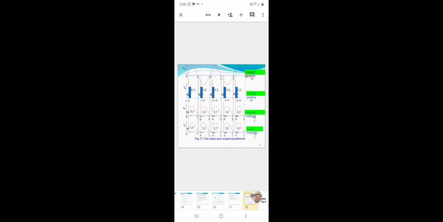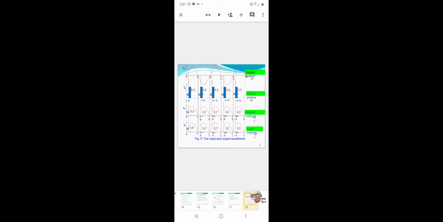So if the firing pulse is applied at the time period of 2 pi plus alpha, then thyristors T1 and T2 start conducting with a delay angle of 2 pi plus alpha. Then the thyristors conduct from 2 pi plus alpha to 3 pi.